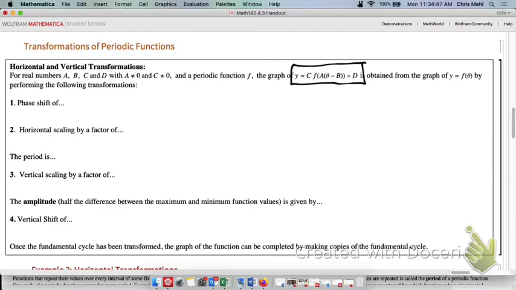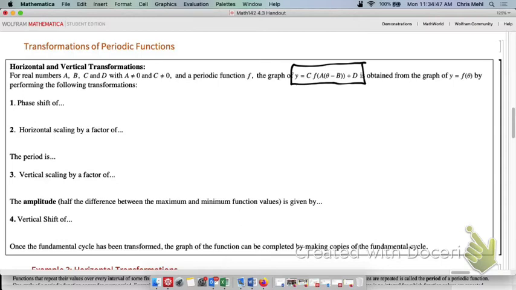Now, the nice thing about this is you can actually just think about transforming one cycle. Usually we're transforming sine, cosine, or tangent, and you would take what's called the fundamental cycle, which I'll talk about in just a minute. You just have to think about transforming a single cycle to know what it is transformed into, and then you can draw the rest of the graph by repeating that cycle over and over.